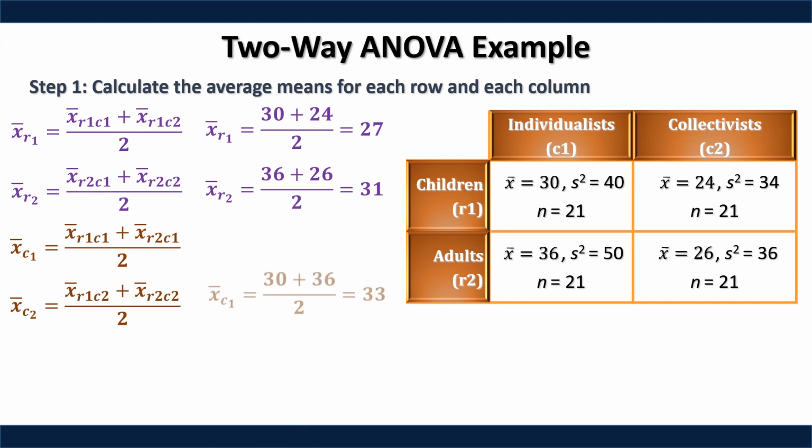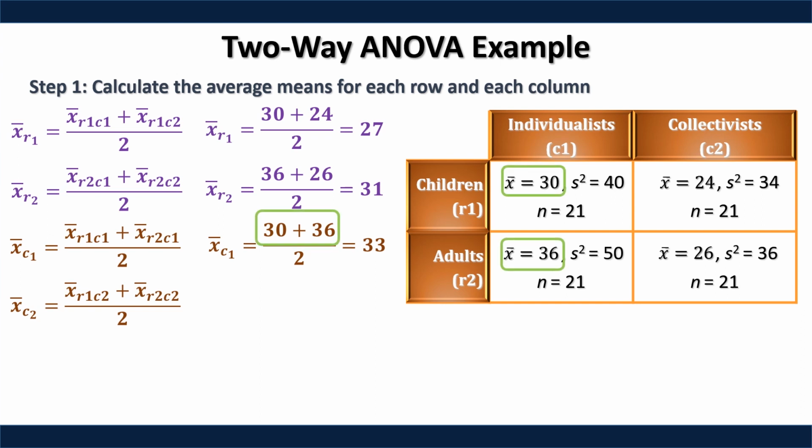We then compute an average for each column. Again, we add the mean of column 1 row 1 to the mean of the cell in column 1 row 2 and divide by 2 to get a column 1 average of 33. We do the exact same thing for column 2.